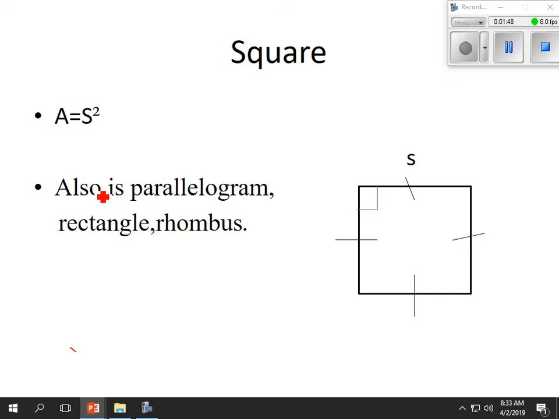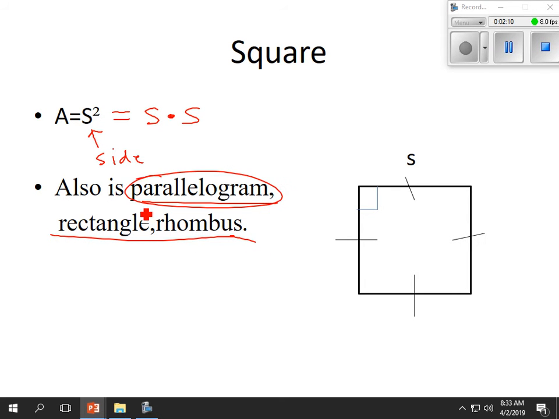For area of a square, it's just S squared, where S stands for one of the sides, so you just take one of the sides and times it by itself. So this could also be written as just S times S. Remember, a square is also a parallelogram, it's also a rectangle, it's also a rhombus. So any of the formulas that you learn for parallelogram, rectangle, or rhombus would also work for a square.